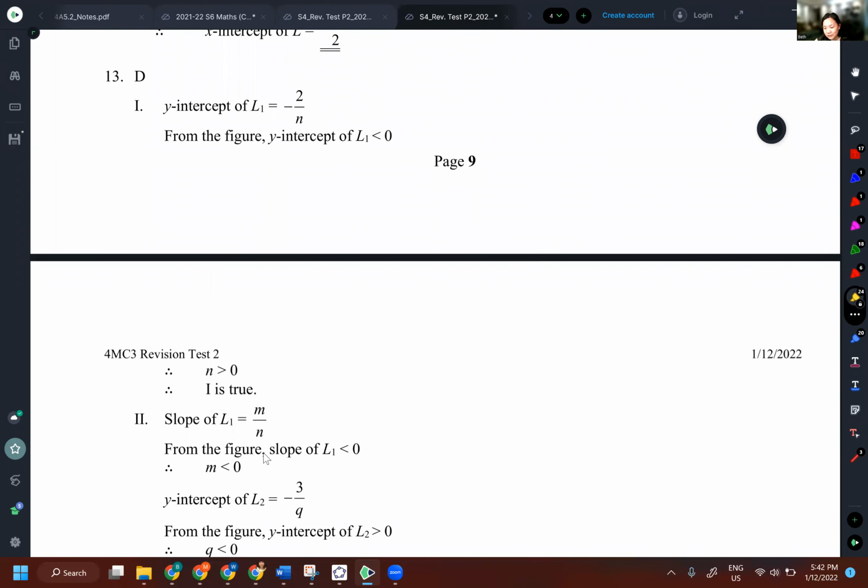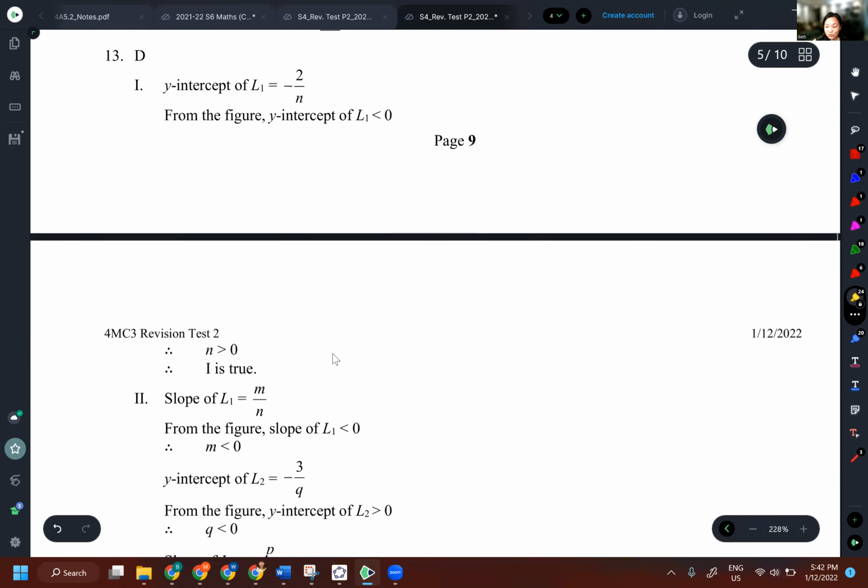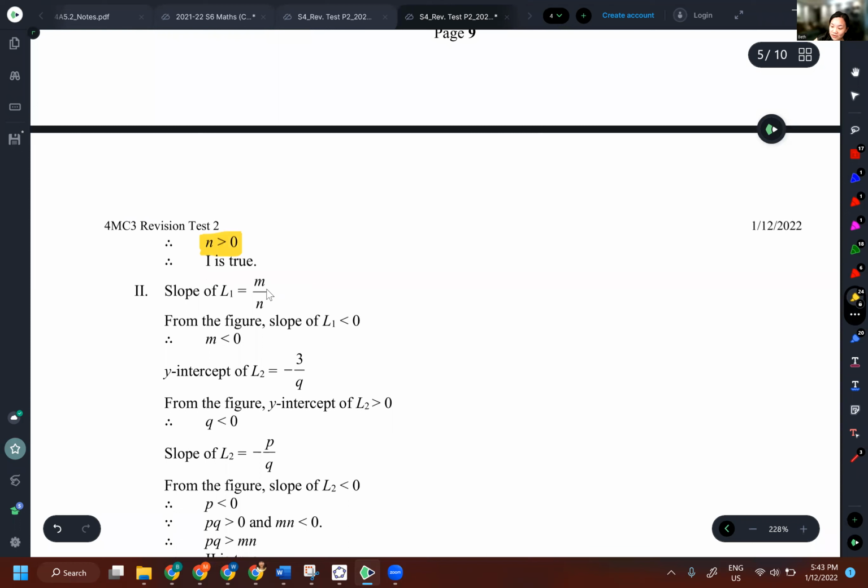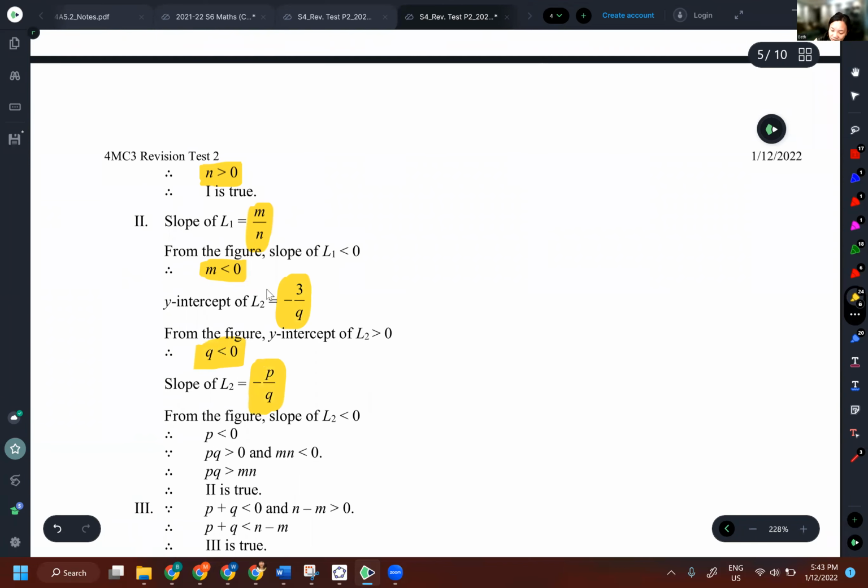13. Now 13 is a difficult one. It's always difficult. Now I can only say that you will find out every coefficient, whether it's positive or negative, first. You will see. Now through the y-intercept of L, you will find n is positive. First statement. Y-intercept, you get n is positive. And then from the slope, you will get m is negative. The slope of L1. The y-intercept of L2, you will get Q is negative. The slope of L2, you will get P is negative.